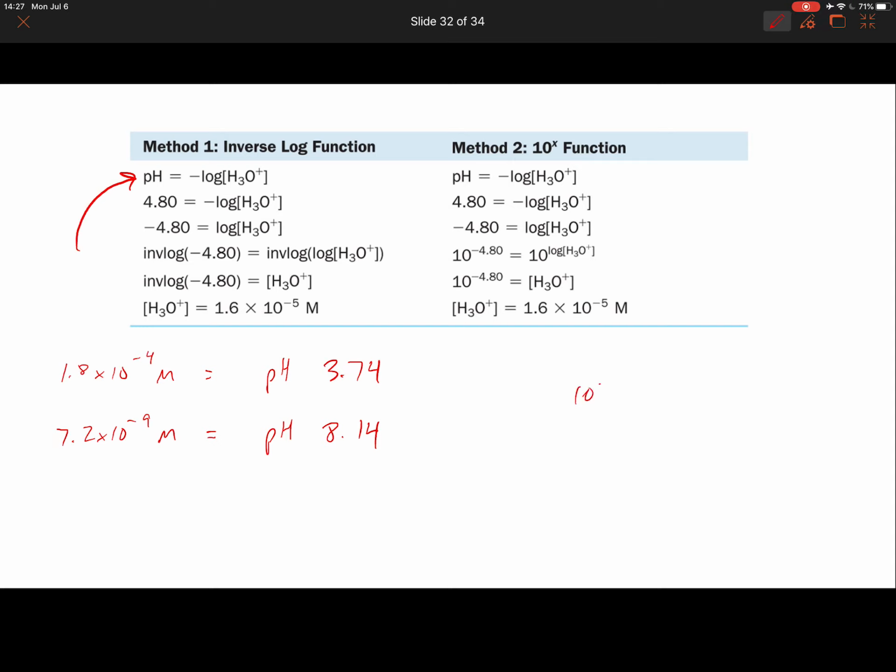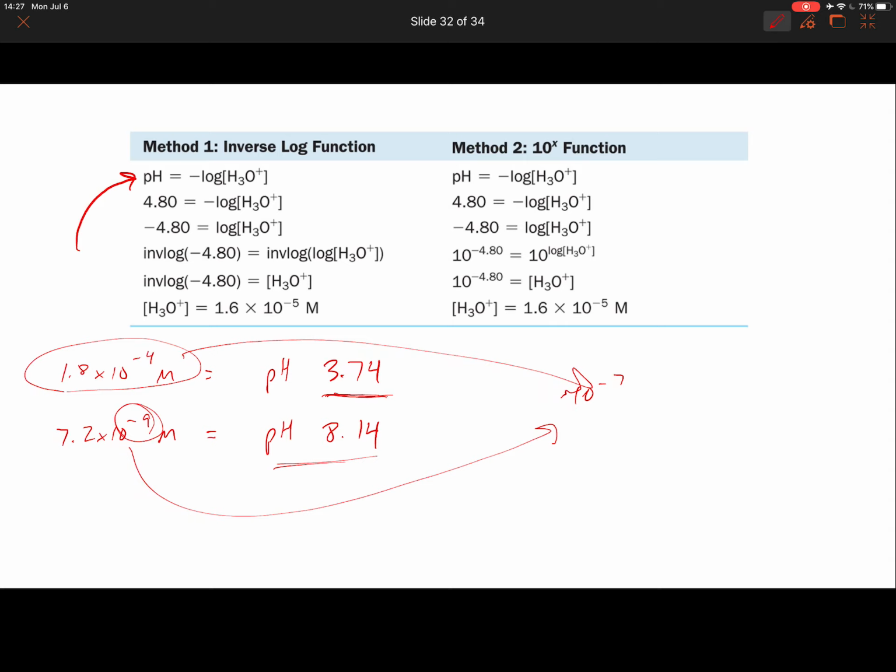Remember, 10 to the minus 7 is neutral. 10 to the minus 4 is a bigger number than 10 to the minus 7. So it's going to be more acidic. So we would expect this to be a lower pH. 10 to the minus 9 is a smaller number than 10 to the minus 7. So it's going to be less acidic than even neutral. So it makes sense that the pH would be 8 into the basic range.